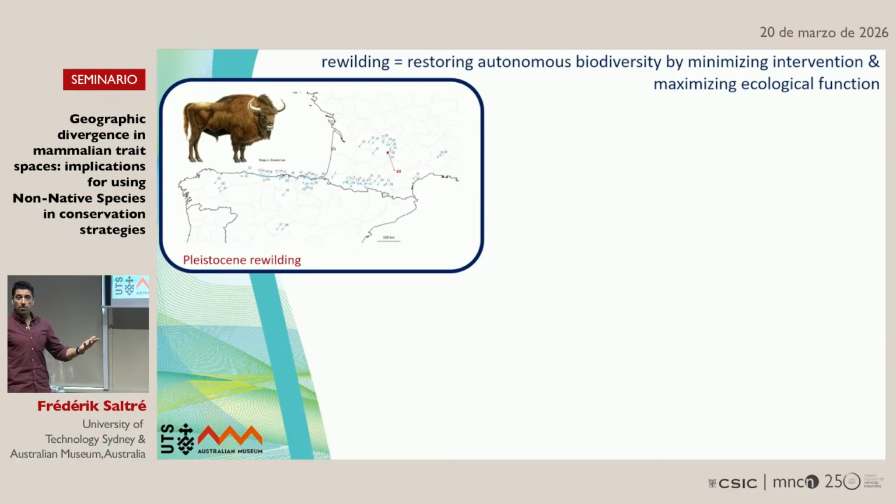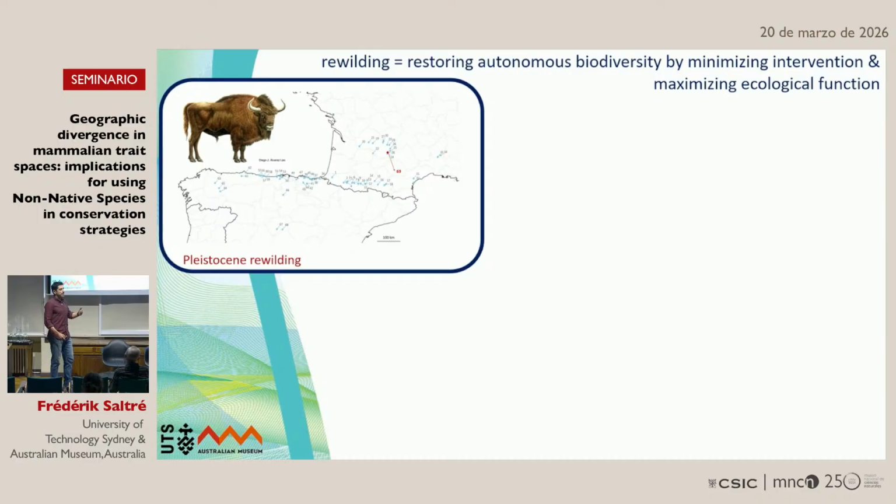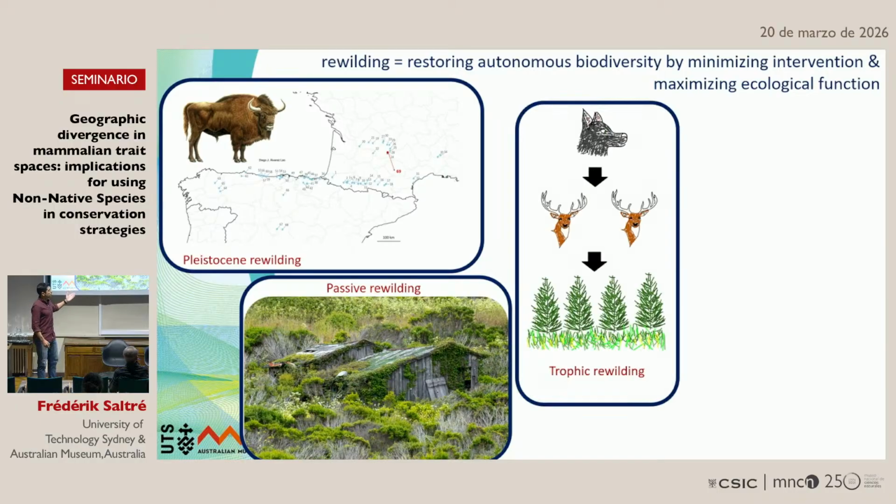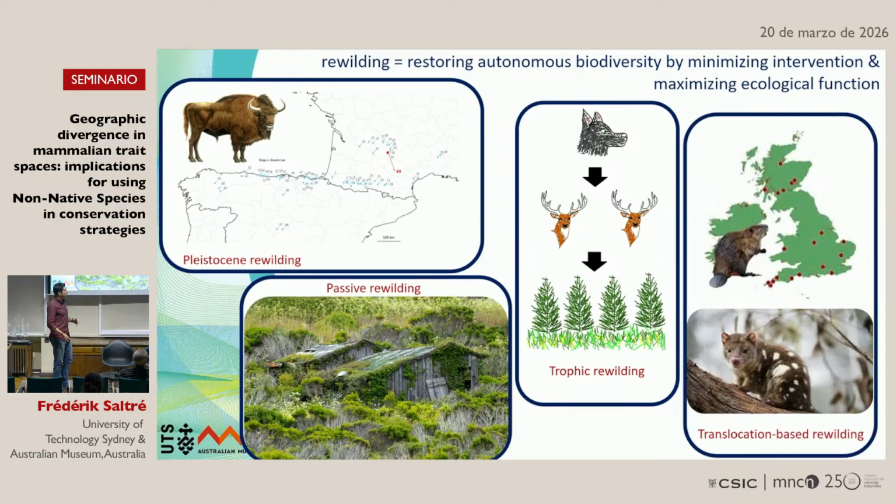So there are many different forms of rewilding. From Pleistocene rewilding, where we try to come back to a former baseline by introducing other species to get a past baseline for the ecosystem, or passive rewilding, where you just leave nature going its own way without us having too much intervention. Or trophic rewilding, that's the textbook case of an apex predator trying to stabilize the ecosystem, or translocation-based rewilding, where you put back a species that used to be there and wasn't anymore.